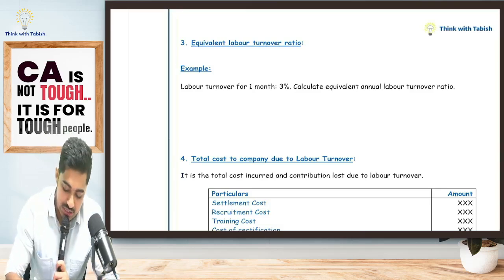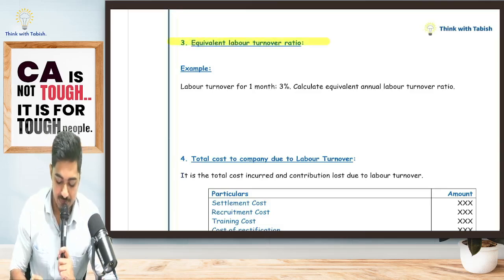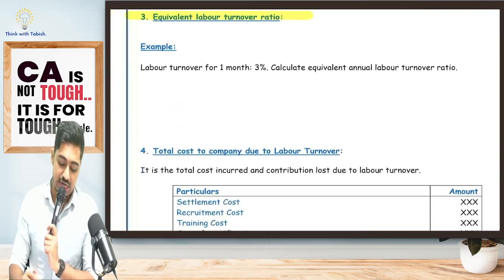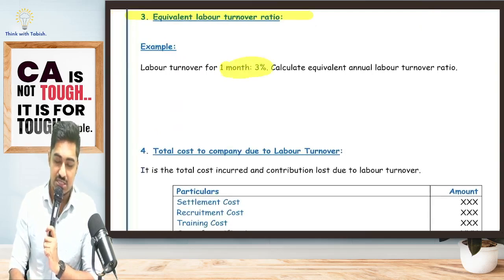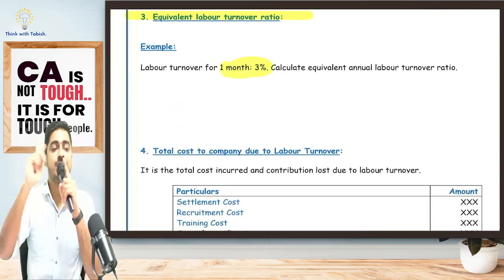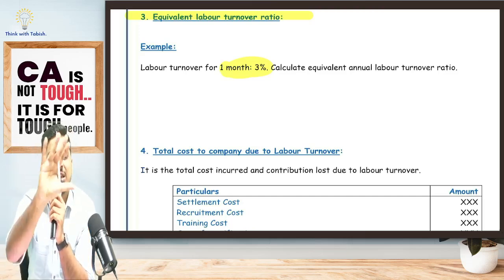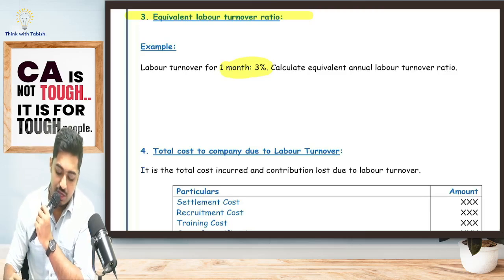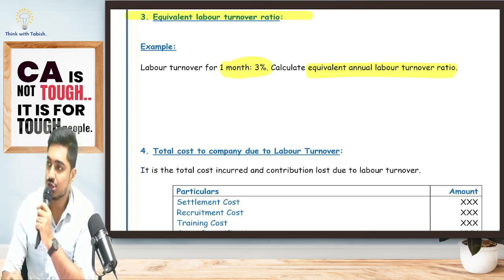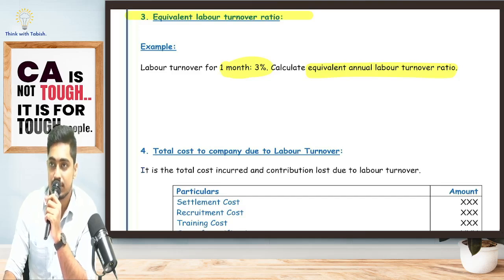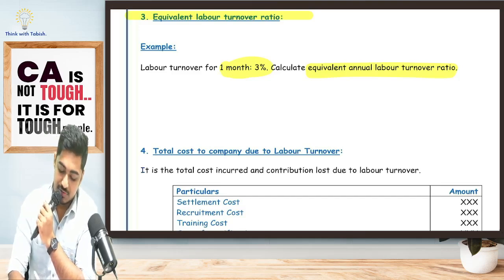Equivalent labor turnover ratio. Let us understand with a simple example. Assume the question is telling you that labor turnover for 1 month is 3%. That means in 1 month, roughly 3% of my average employees are leaving. The question is asking, calculate the equivalent annual labor turnover ratio.